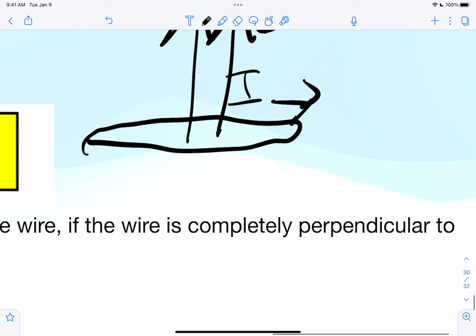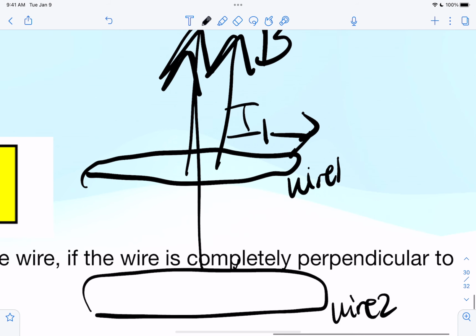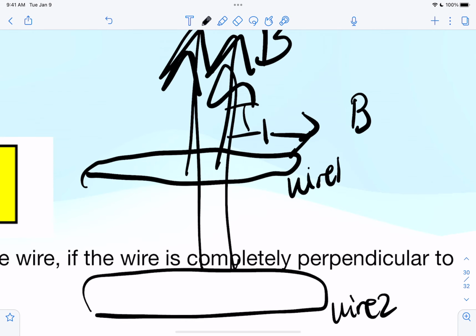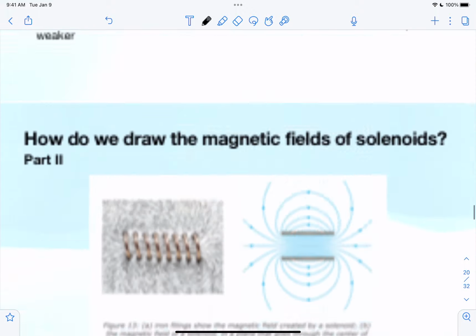And then if we had another wire here, this is I1, wire 1, this is wire 2, right? Wire 2 is going to be generating some kind of magnetic field. It might be just directly upwards like this, like we talked about when we calculated the magnetic field of a current carrying wire, right? Remember we did that earlier.